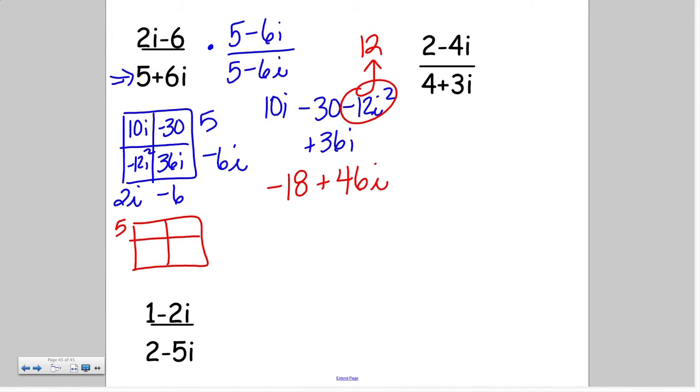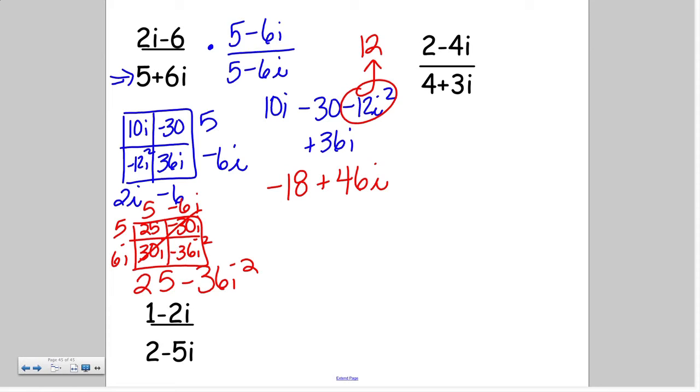5 plus 6i, 5 minus 6i. So 25 minus 30i, plus 30i, and negative 36i squared. If you look, you've got negative 30i and 30i. That's going to cancel out. So I'm going to have 25 minus 36i squared.